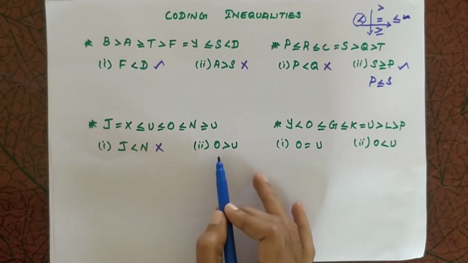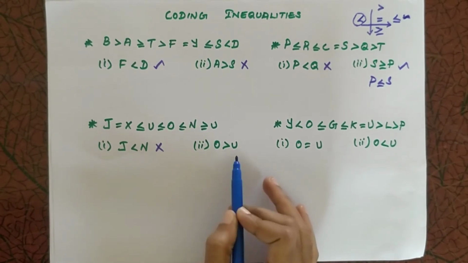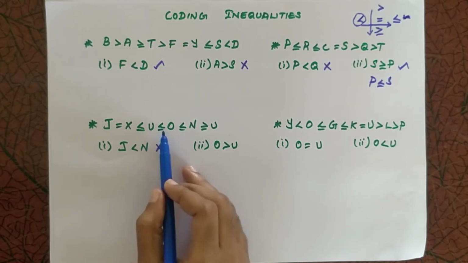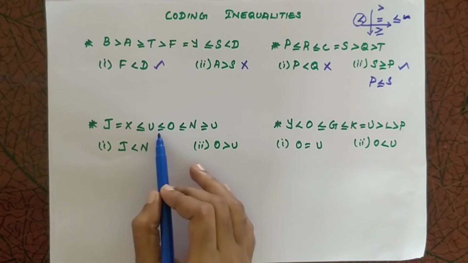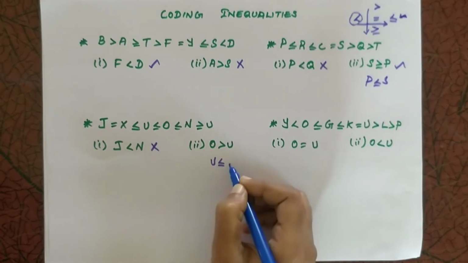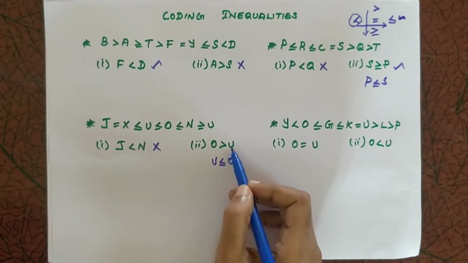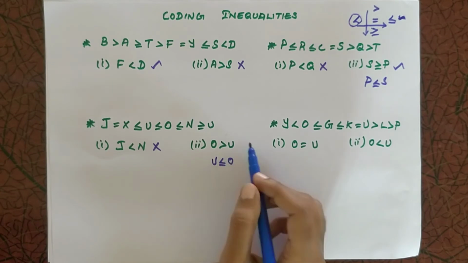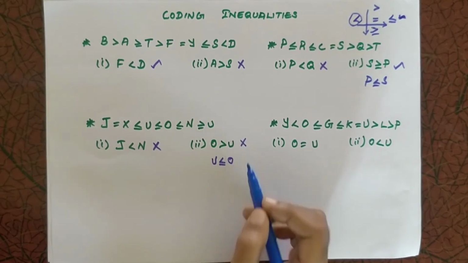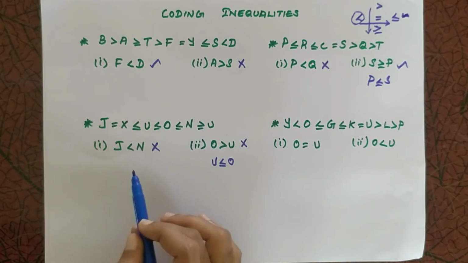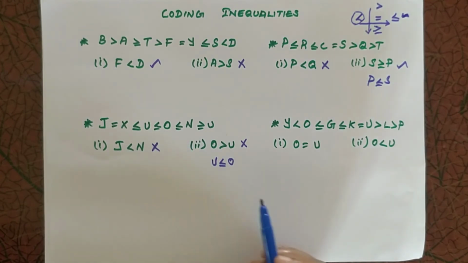Now let's see this conclusion. O greater than U. So we have O and U nearby. We have only one symbol present in between, which is less than or equal to. It is given like U is less than or equal to O. But here in the conclusion they have given U is less than O instead of less than or equal to. So this one also does not follow. So the answer is both conclusion 1 and 2 do not follow.